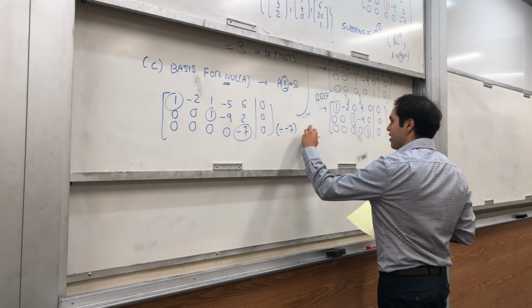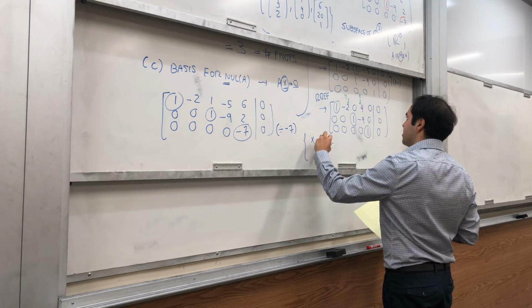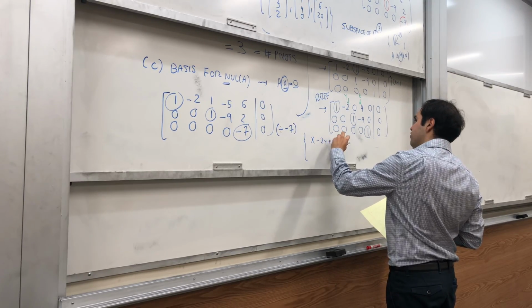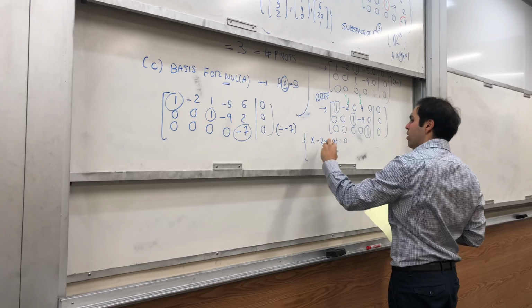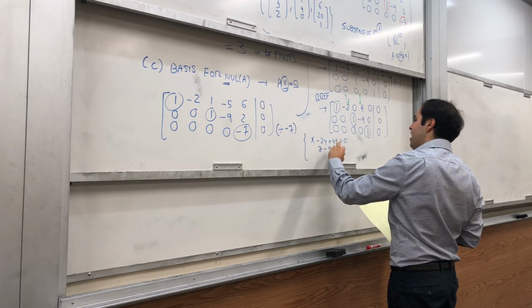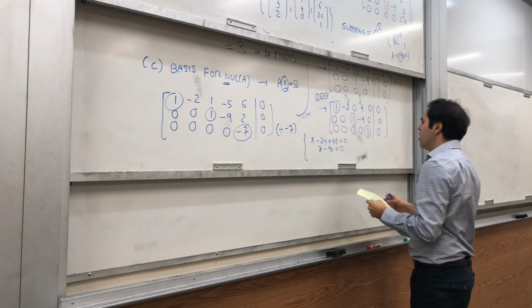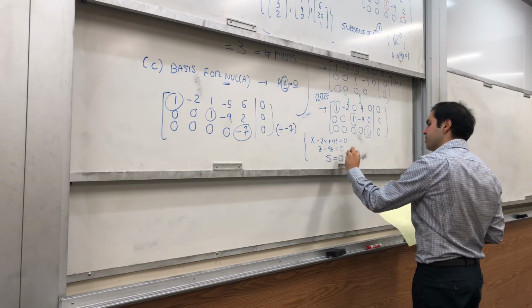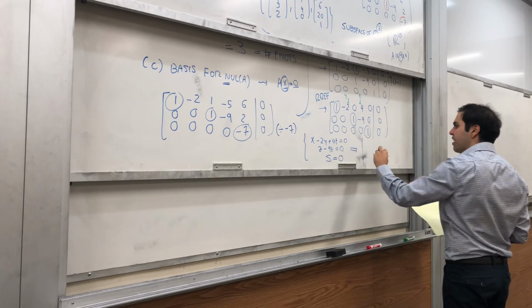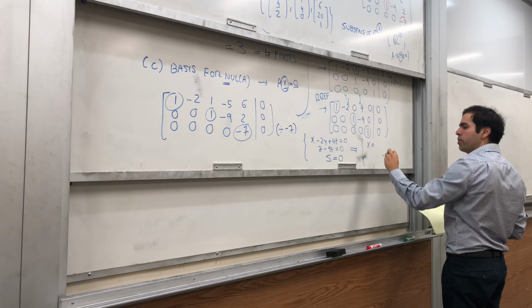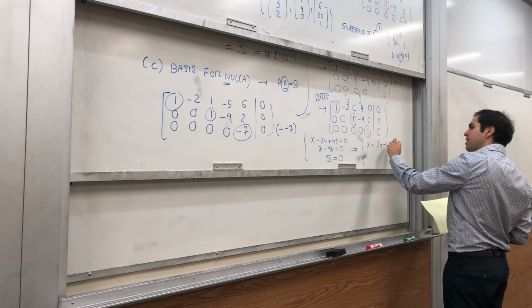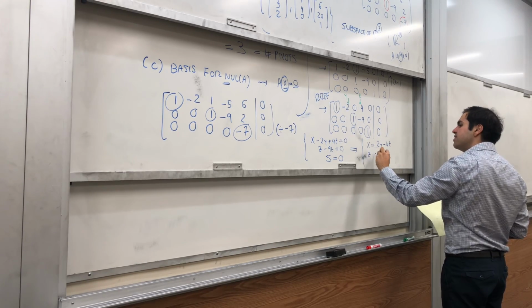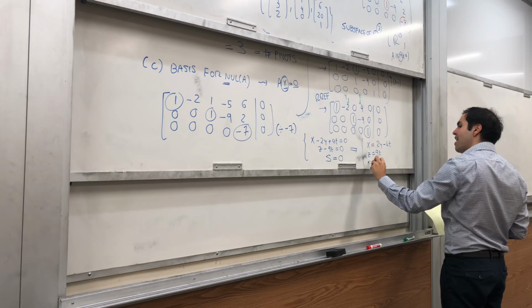So, then we get x minus 2y plus 4t equals 0. z minus 9t equals 0. And the last variable equals 0. Let's call it s. And then let's solve in terms of our free variables. x is 2y minus 4t. z is 9t. And s is 0.